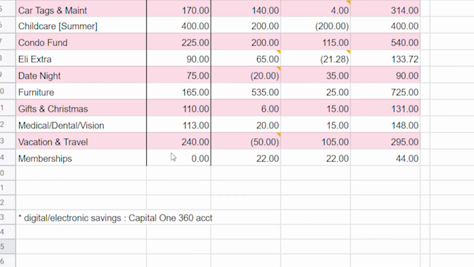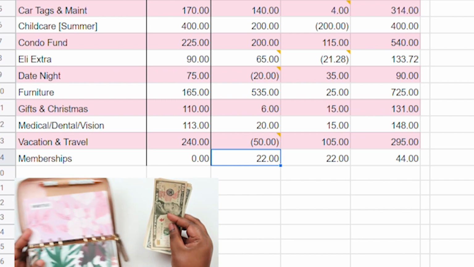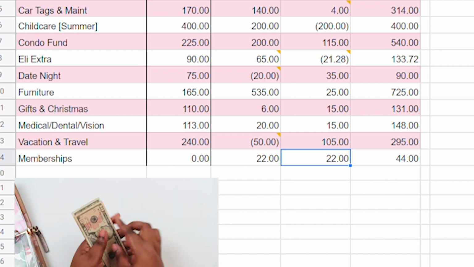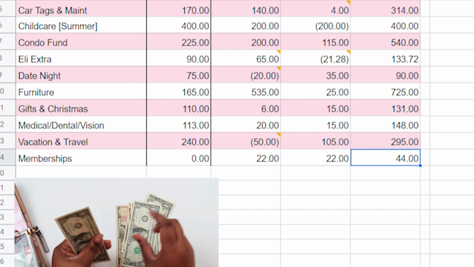For ships, that's an easy one. We started off with $0 because I had just paid my mom for my part of the Amazon Prime membership. So each month it should get $22, $11 each pay period. And we didn't have any money going out of there. So our total is $44.